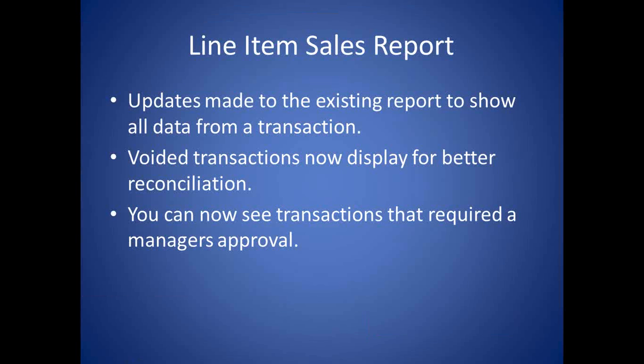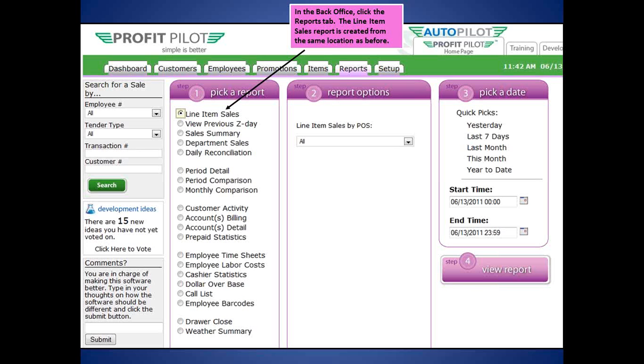The line item sales report in the ProfitPilot has also been modified. New information is now available on this report to make end-of-day cash reconciliation even easier. You can also now see transactions that did require a manager's approval. To generate the line item sales report, simply log into the ProfitPilot and choose the Reports tab. Specify the line item sales report and pick the date that you'd like to see this information. Click View Report to see the report on screen.